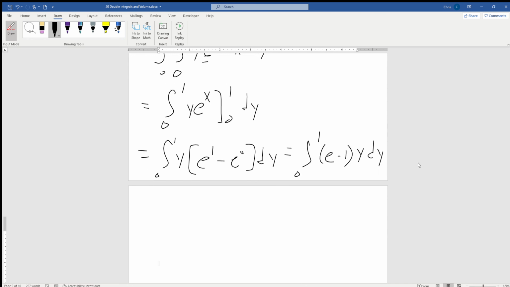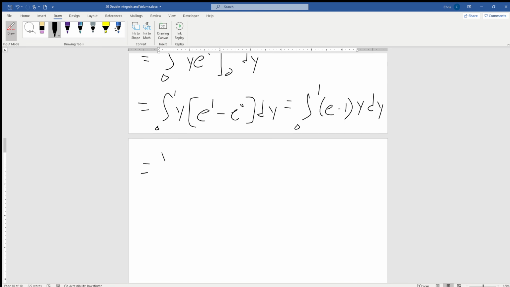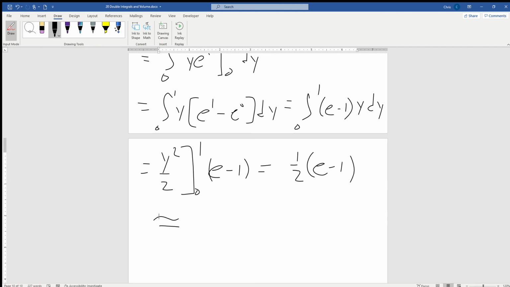Antiderivative of y is going to be y squared over 2 from 0 to 1. We still have that e minus 1. And this time when we substitute 0, it does cancel the bottom out. So this is going to wind up being 1/2 times e minus 1. Now let's see what that gives us. So we're going to have e to the first minus 1. And we're going to take half of that, and that gives us 0.85914. All right, so now this is the exact volume.